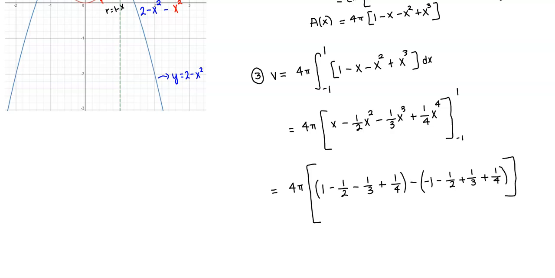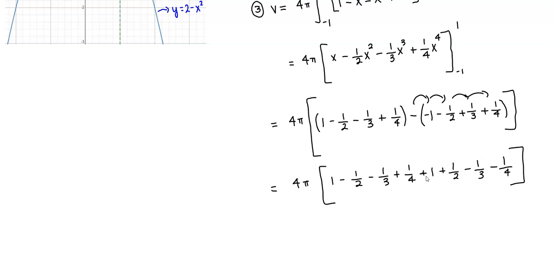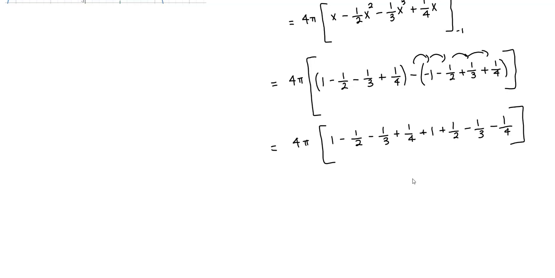Okay, so now let's go ahead and distribute that sign and then combine like terms or find a common denominator. So we have 1 minus 1/2 minus 1/3 plus 1/4. And then if we distribute, we get plus 1 plus 1/2 minus 1/3 minus 1/4. So are there any things that we can eliminate there? We can eliminate the minus 1/2 and the plus 1/2, and then we can eliminate the 1/4 and the minus 1/4. And so therefore, we have 4 pi times, 1 plus 1 is 2, and that's minus 2/3.